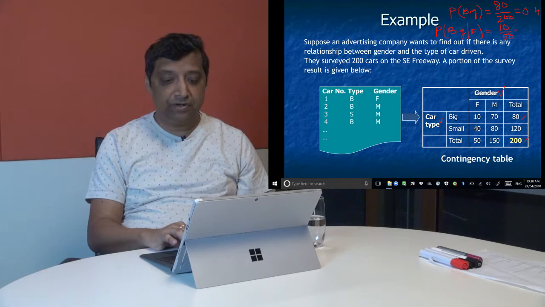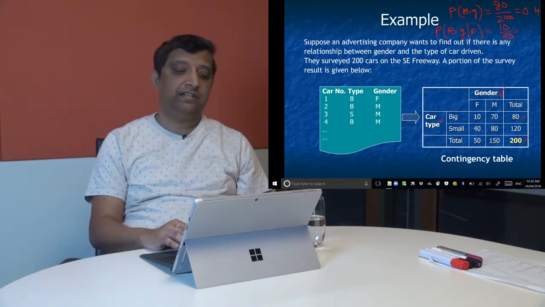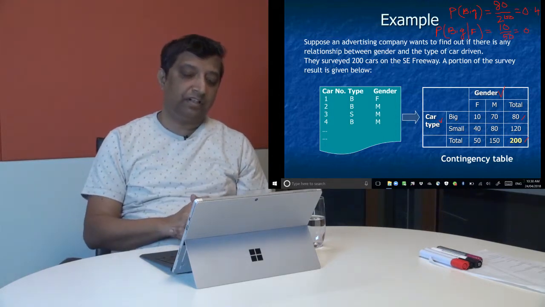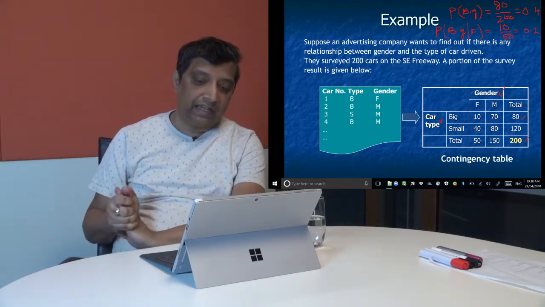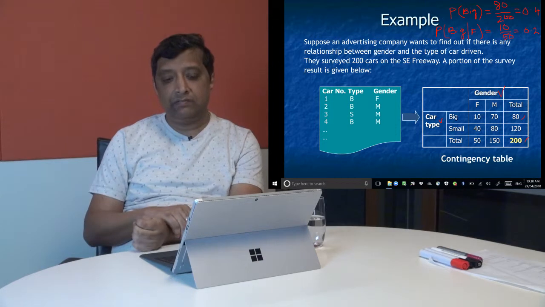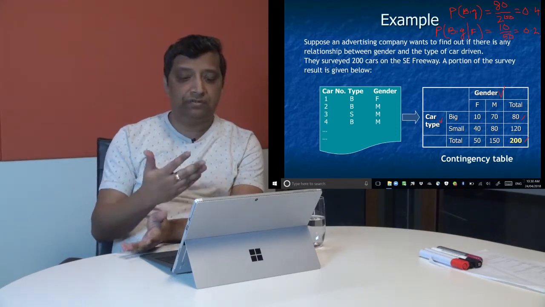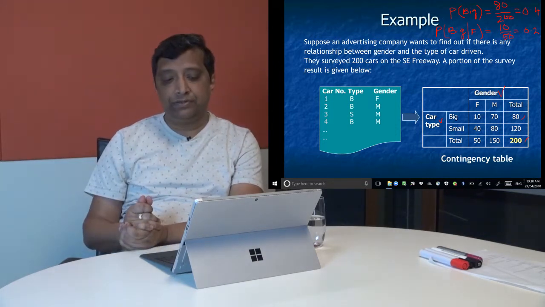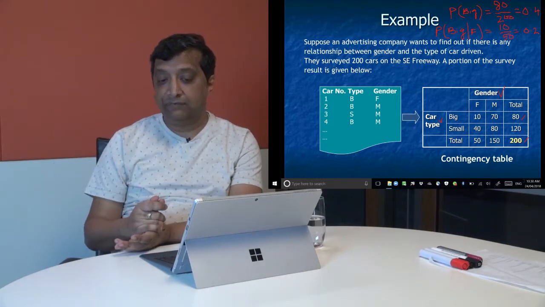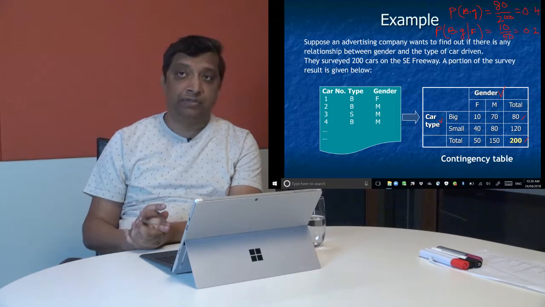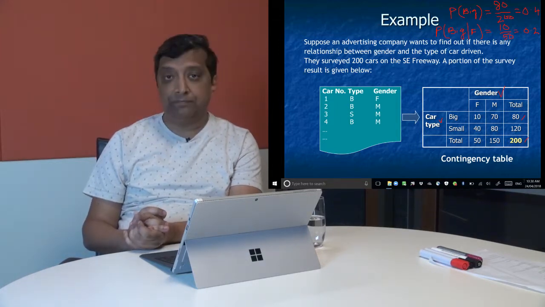So you can see the unconditional probability of driving a big car was 40%. Now the conditional probability of driving a big car, the condition being the person is a female, drops to 20%. So obviously in this case, you have strong evidence to conclude that these two things are related, that the size of the car and the gender of the person are related. If they were not, these two probabilities would look pretty much the same.